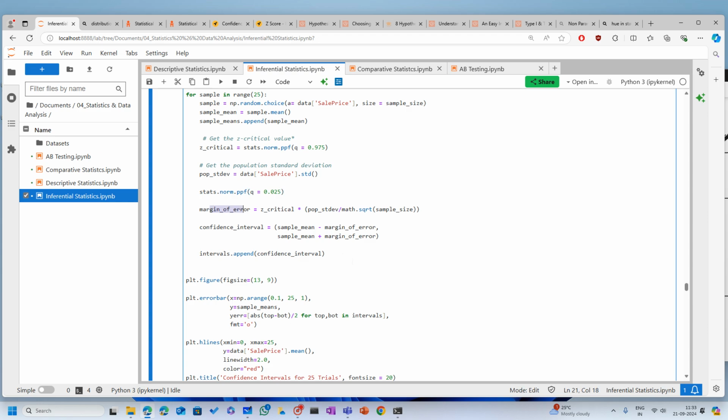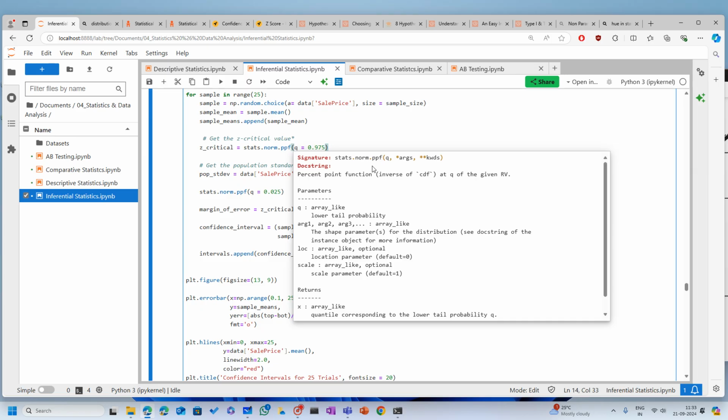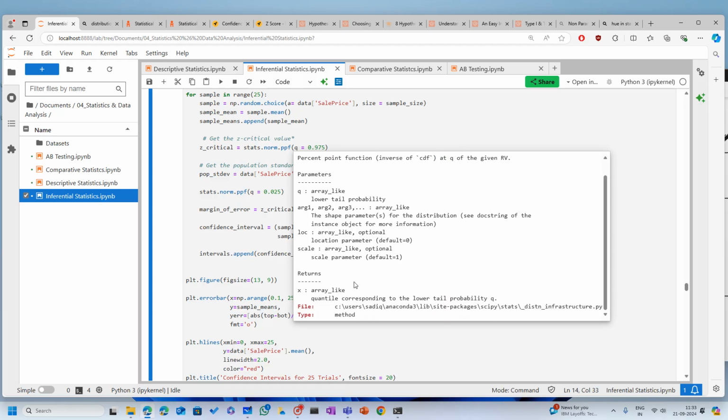Now margin of error they have calculated. Basically confidence interval is nothing but mean plus margin of error. That's all confidence interval is. Now what is this margin of error? Margin of error is nothing but that z critical that they have calculated. If you can just check here, percent point function, ppf, it is the inverse of the cdf, the cumulative distribution function that we saw. So it's just calculating.